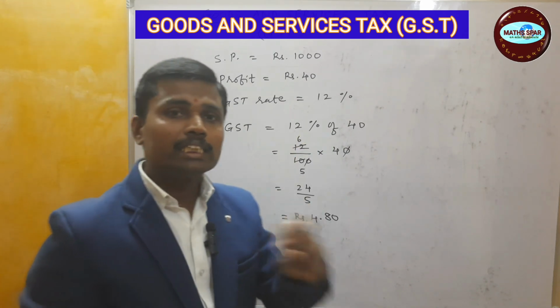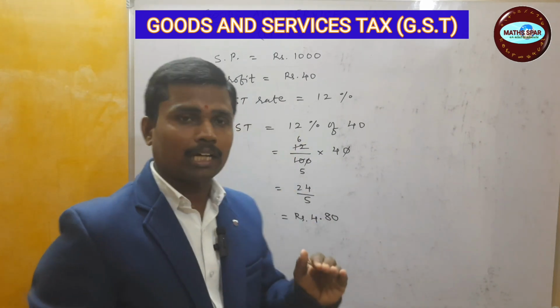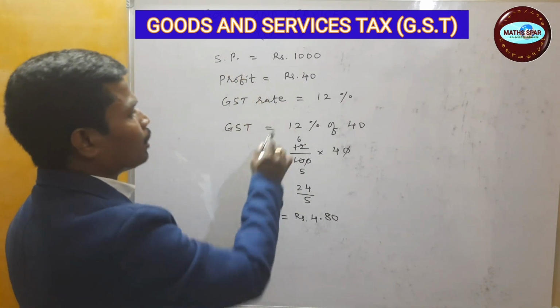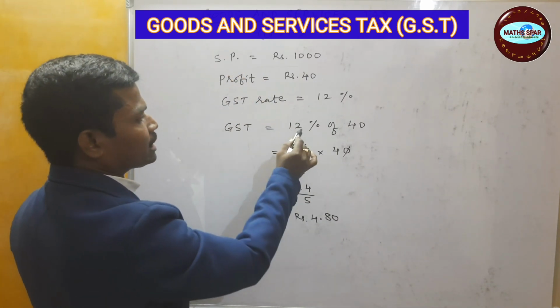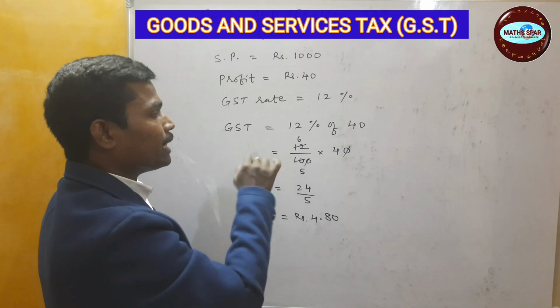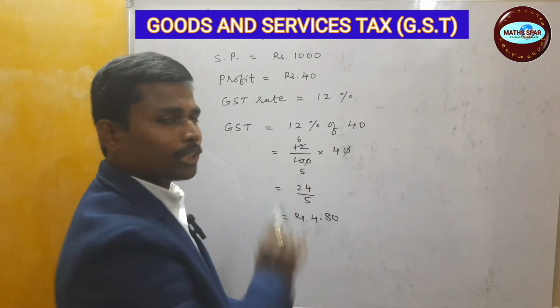If CGST and SGST are asked separately in such type of questions, you have to find CGST as 6% of 40 rupees and SGST as 6% of 40 rupees.